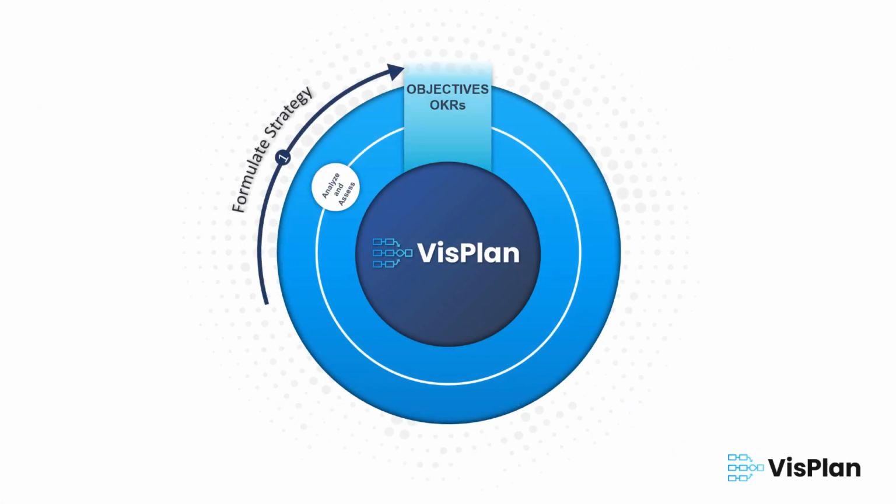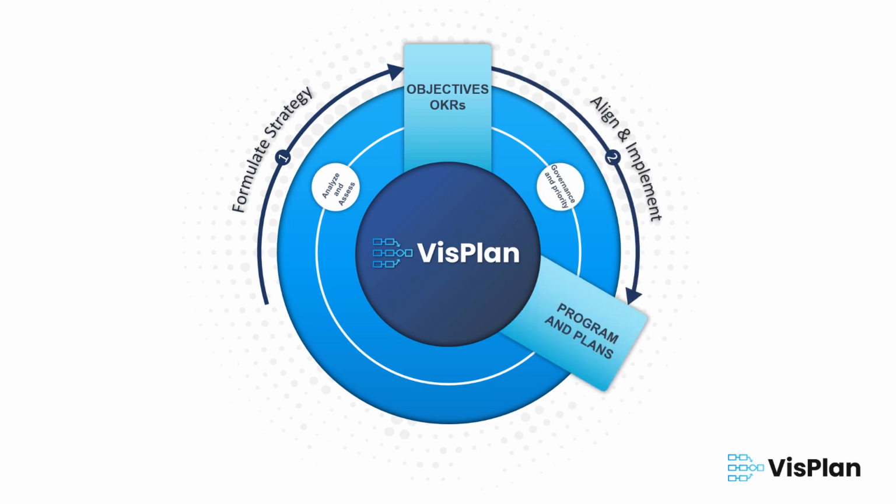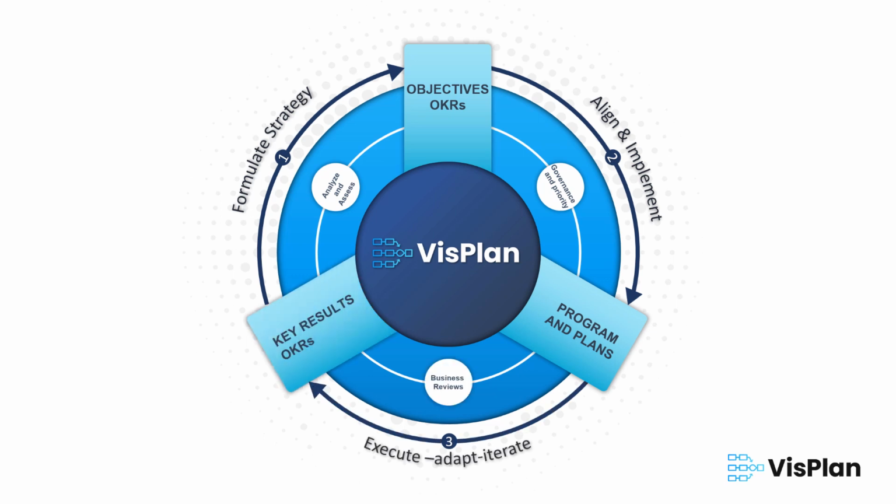1. Formulate your desired outcome by defining the goal and high-level objectives for the next cycle or season. 2. Align and implement your plan by organizing resources, creating ambitions and actions, and sequencing them within VisPlan. 3. Execute, adapt, and iterate by tracking progress, setting outcome indicators, and utilizing Gantt views for consolidated management.